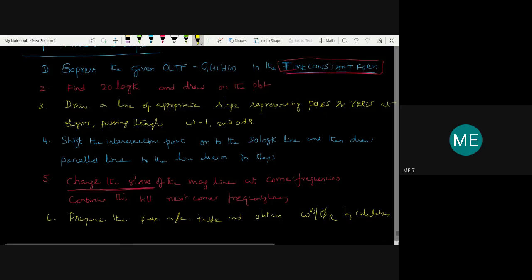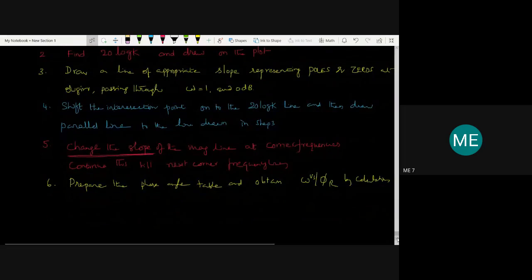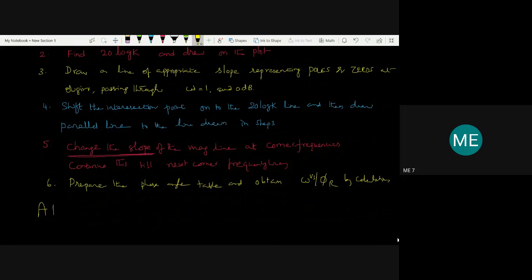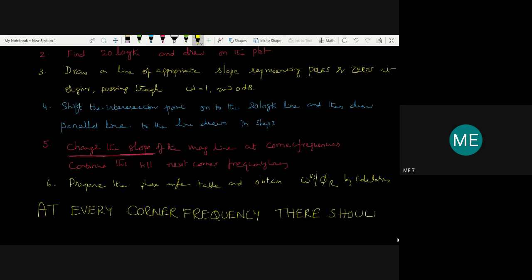And very importantly, we need to know that at every corner frequency, there should be a change in slope of the magnitude line. Okay, so this is very important.